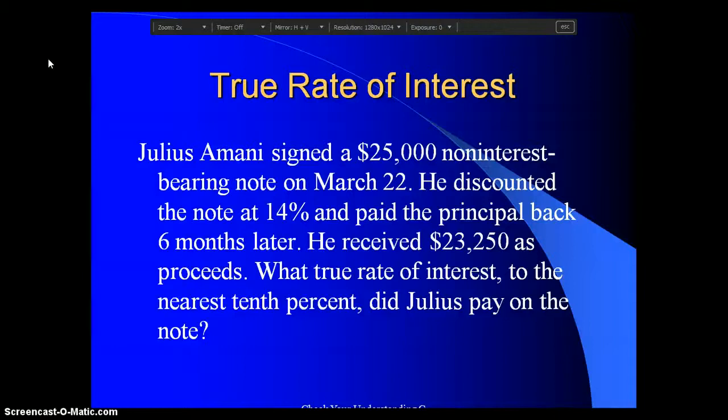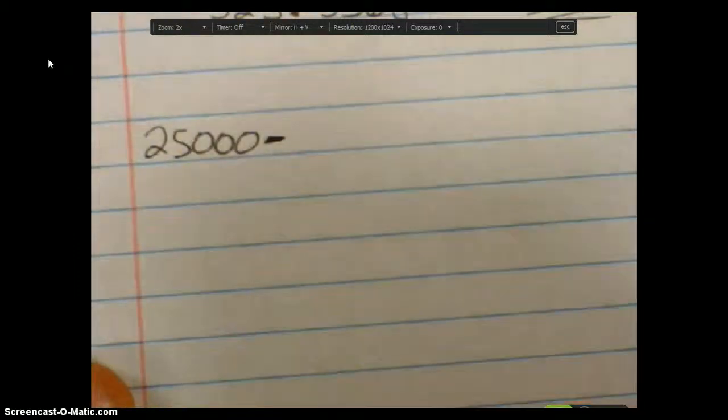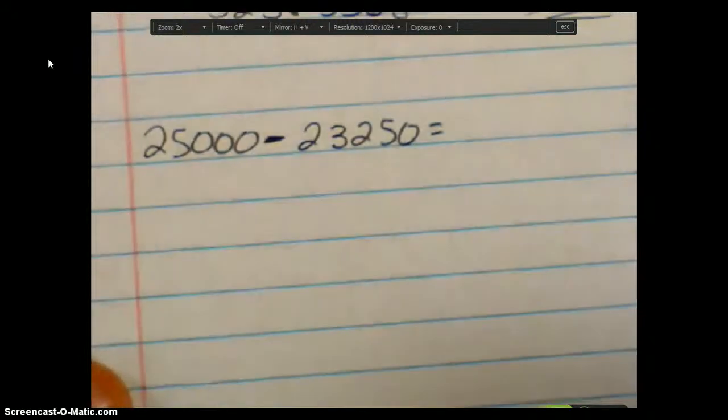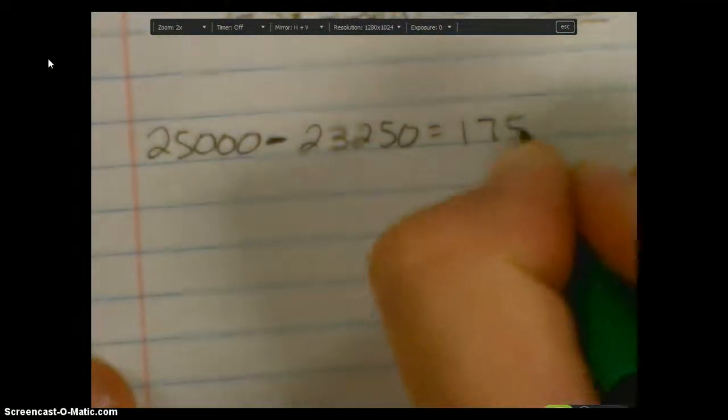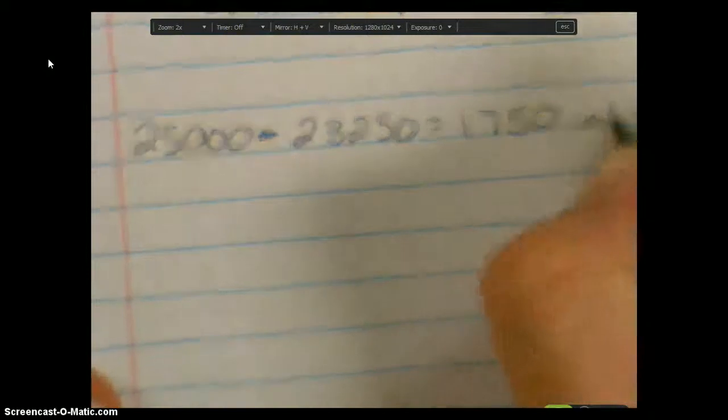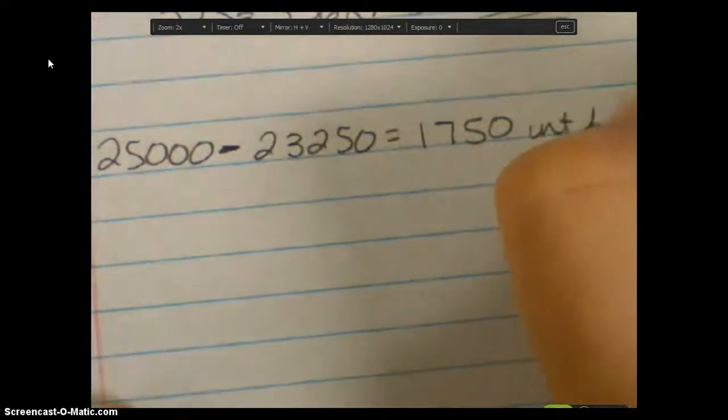Now you can figure out all your interest if you'd like. However, you can do it the shortcut way. Because they told us our proceeds, our principal was $25,000. We'll subtract the proceeds that it told us, which was $23,250. Once you subtract, you get $1,750. So this was his interest for 6 months.